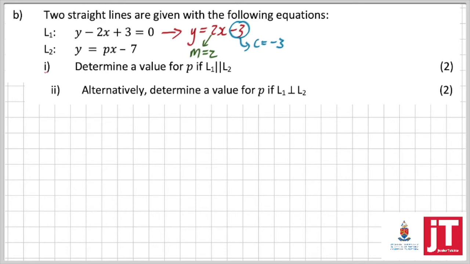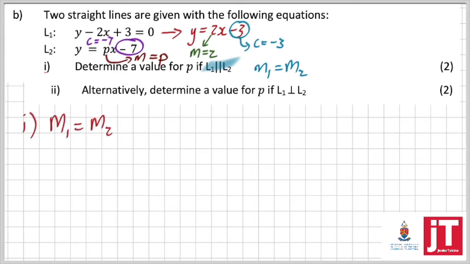Now let's look at the rest of the question. In line 2, I'm going to get an m value of p and a c value of negative 7. Weird, okay? But B1 asks, determine a value for p if L1 is parallel to L2. In other words, the two gradients must be equal. So therefore, m1 must be m2, so 2 must be p. That's my answer for p. As simple as that. Ta-da! Magic!